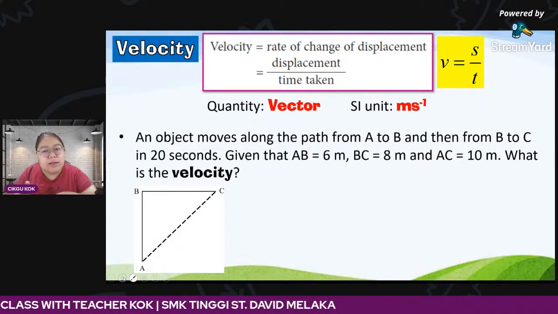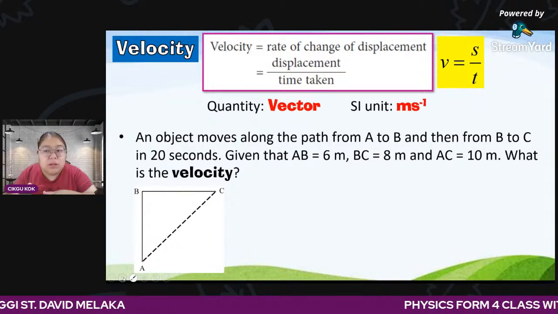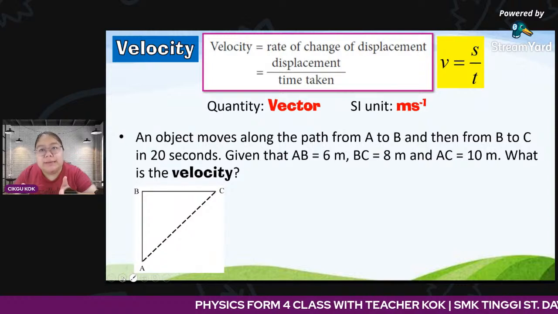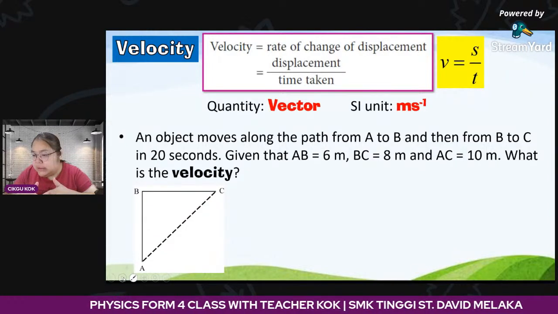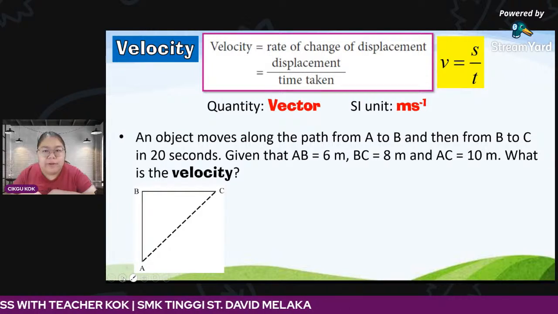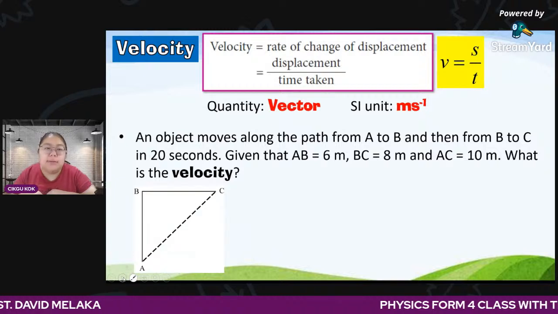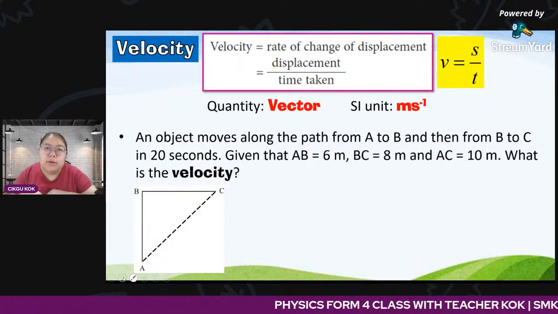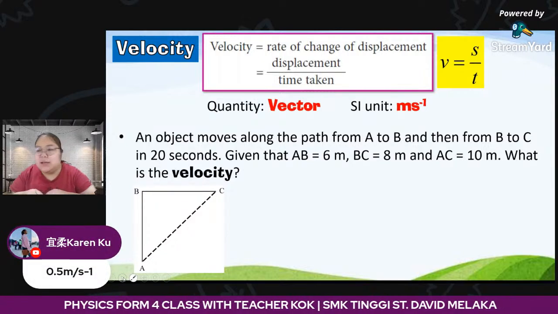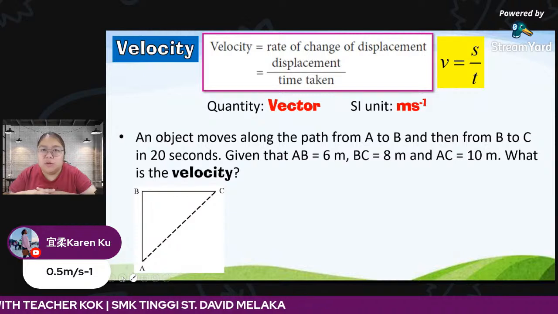We're still using 6 plus 8, or we straightforwardly use 10 meter. So you also can press your calculator, then show me the answer here. So we're going to see which one is the fastest one. So the velocity, we apply the same formula, displacement over the time taken. Okay, so we get it, Karen. Karen shows me the answer is 0.5 meter per second. Shania also the same.